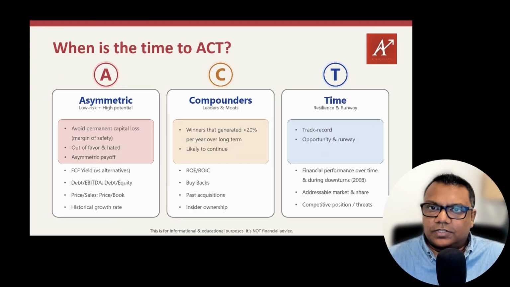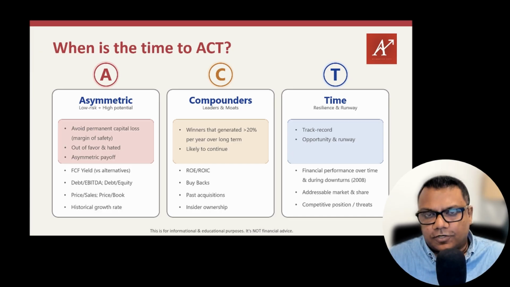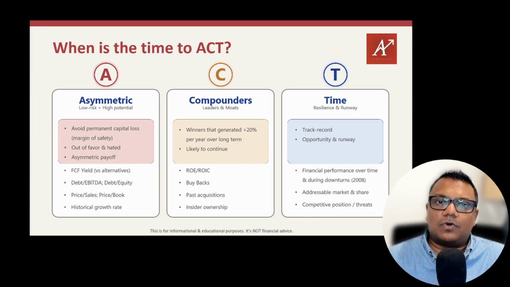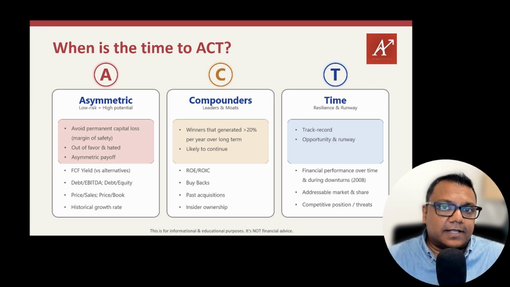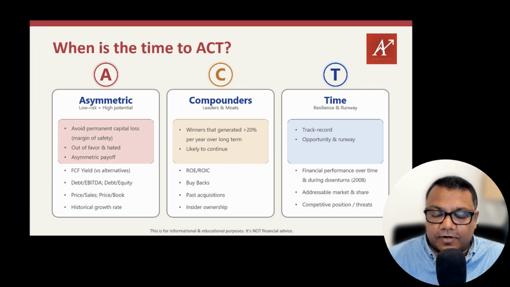With this, we will move on to the third leg of the framework, which is T for time. And here we are trying to look at two things. We are trying to understand the historical track record of the business, how established it is, for how long has it demonstrated superior financial performance, and can that give us the confidence for the future? And the second thing we want to look at is the opportunity ahead of it. How long is the runway for it to keep growing in the future?